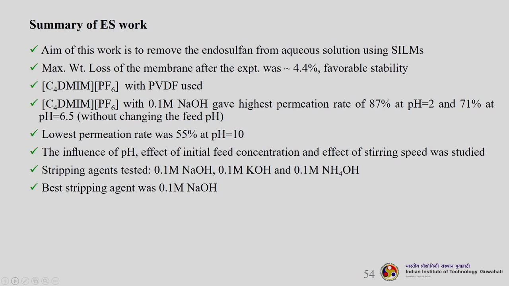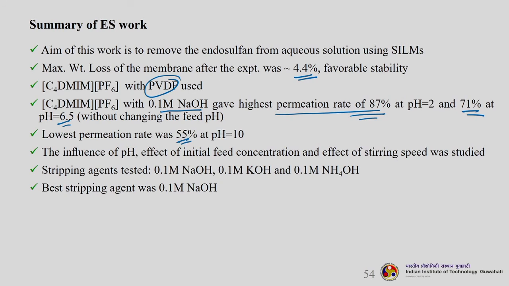So, in a nutshell, the aim of this work was to remove endosulfan from aqueous solution using the supported ionic liquid membrane. The maximum weight loss of the membrane after the experiment was 4.4%, so we can say that it is favorably stable. C4D-MIM PF6 with PVDF was used; PVDF is the polyvinylidene fluoride porous support. This ionic liquid with 0.1 molar sodium hydroxide gave the highest permeation, 87% at pH 2 and 71% at pH 6.5, that means without changing the pH. The lowest permeation was 55% at pH 10.